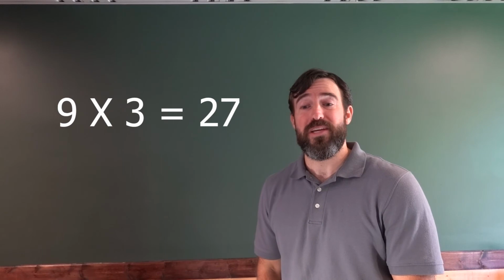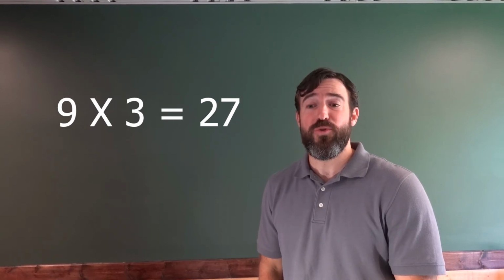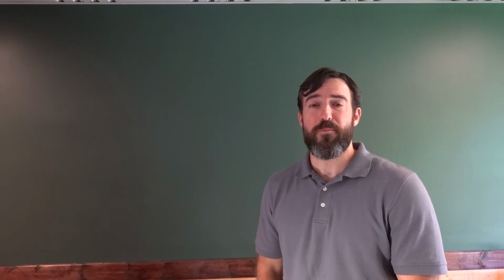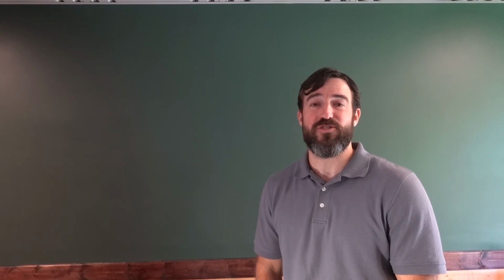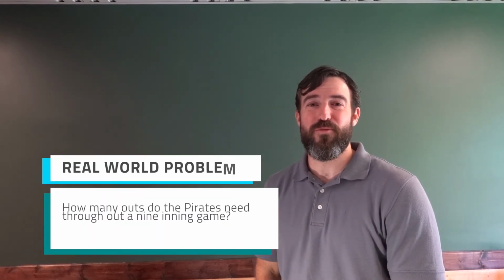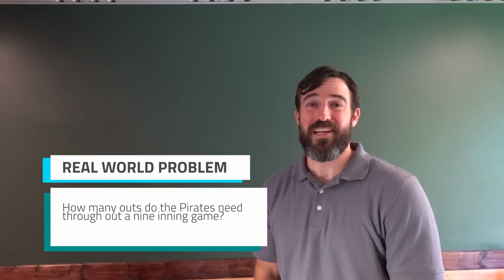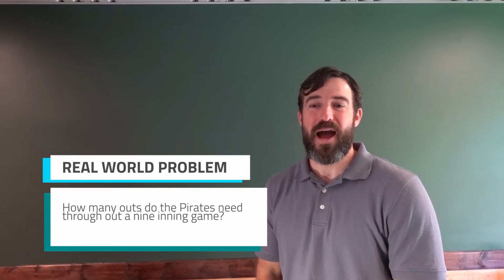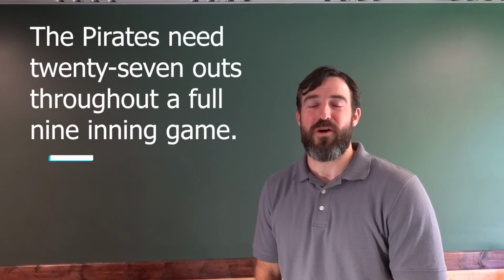Now that we've solved our problem, 9 times 3 equals 27, using 2 different strategies, we can look back at the question asked in order to answer the question in a complete sentence. How many outs do the Pirates need throughout a full 9-inning game? We can answer that question as the Pirates need 27 outs throughout a full 9-inning game. We've shown our work, written an equation, answered our question. Our work here is done.